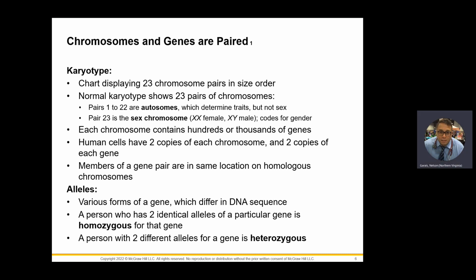Karyotype. What's a karyotype? A karyotype is a chart displaying all 23 chromosomes, and I'm going to show you a picture of that in a moment. Chromosomes 1 through 22 are autosomal, and chromosome 23 is your sex chromosome. And we already know the 23rd pair of chromosomes, of course, one from daddy, one from mommy. If you have XX, you're female. XY, you are male.